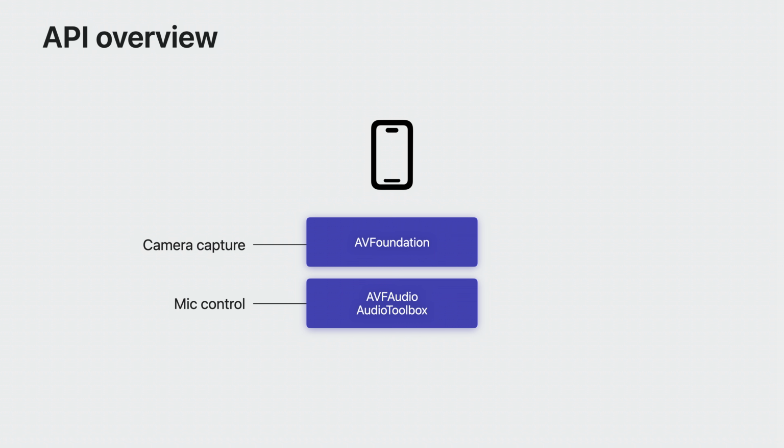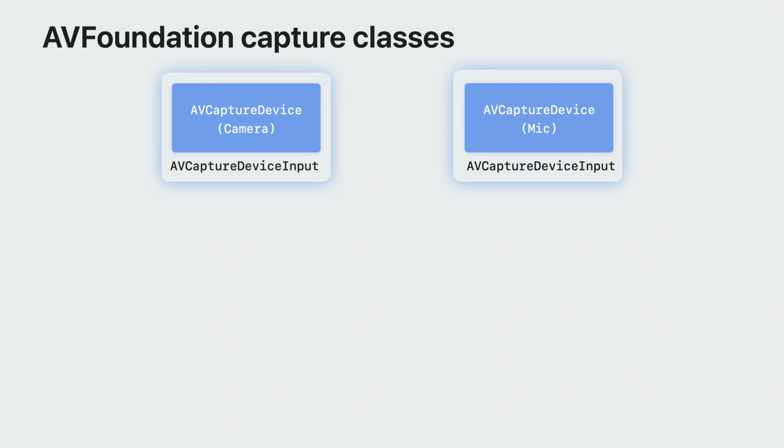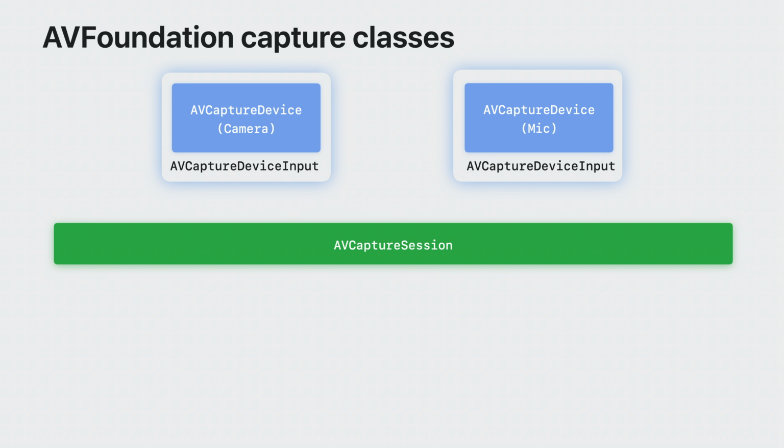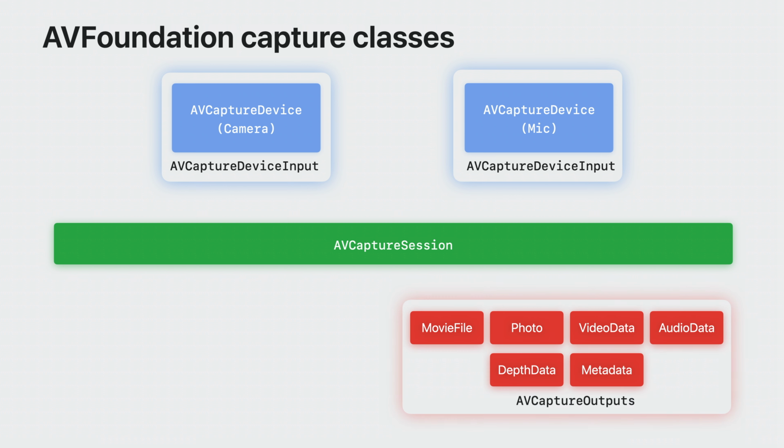AVFoundation, AVFAudio, and AudioToolbox give you access to the camera and mic for capturing video and audio. Let's review how an app can use capture devices, specifically with AVFoundation's AVCapture family of classes. First, apps use AVCaptureDevice and AVCaptureDeviceInput, which represent cameras and microphones. These plug into an AVCaptureSession, which is the main object for all things related to capture. AVCaptureOutputs render data from inputs in various ways.